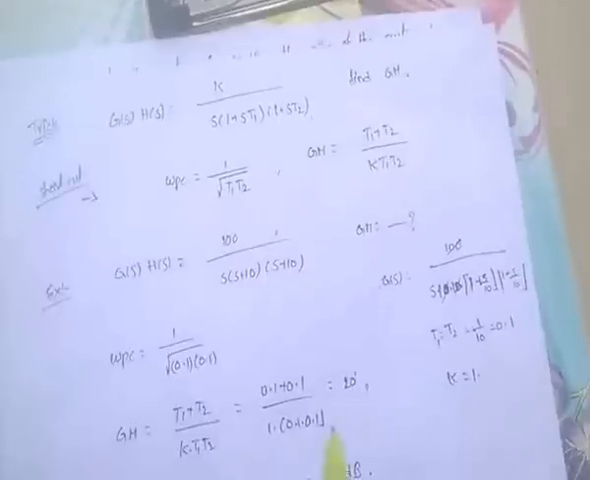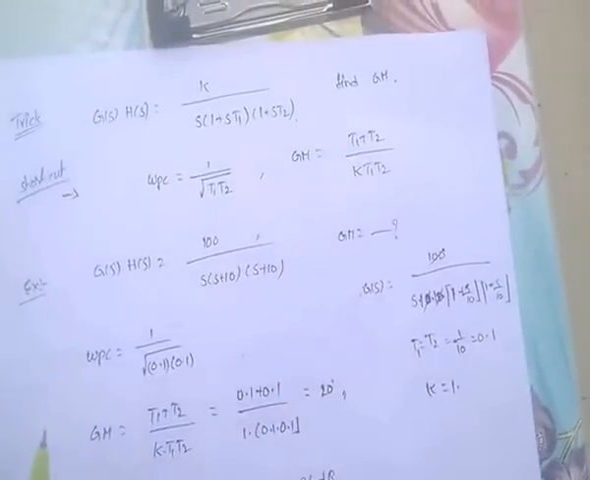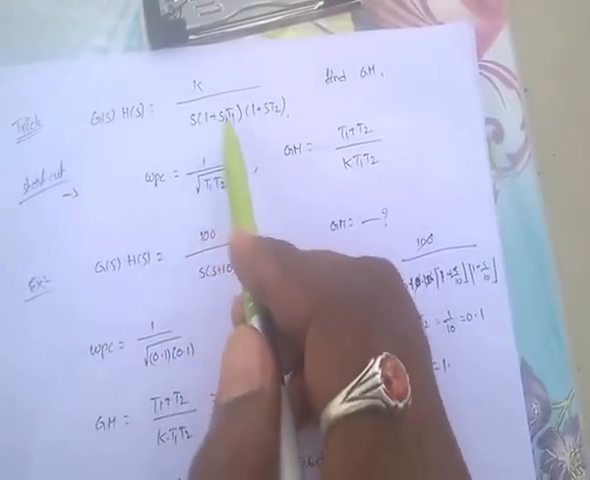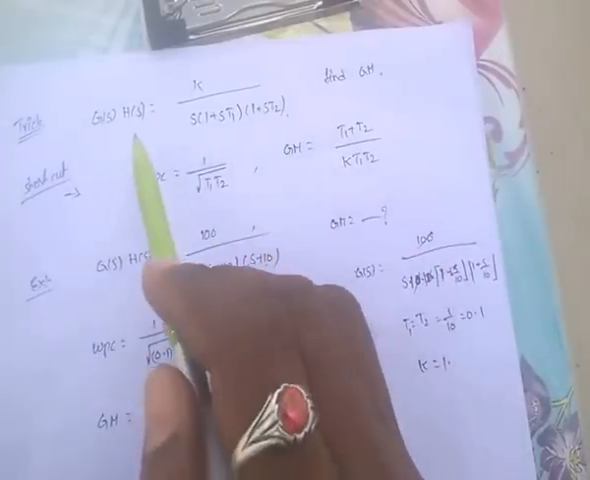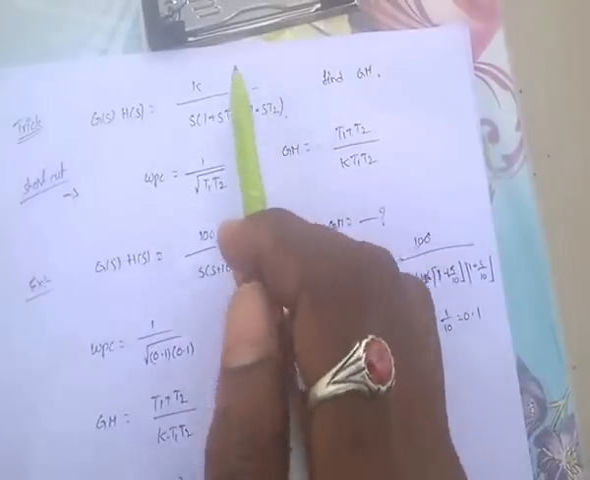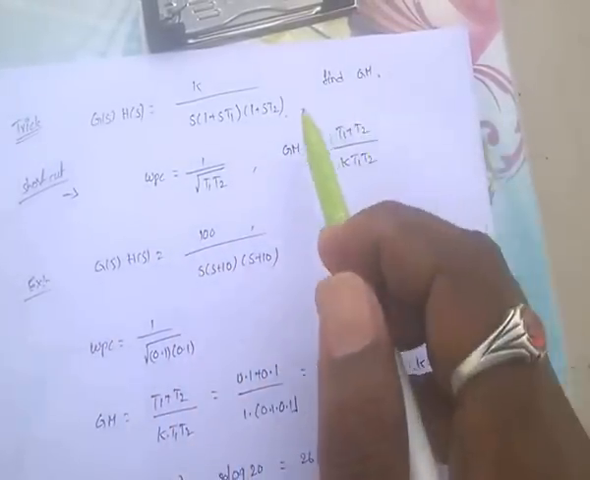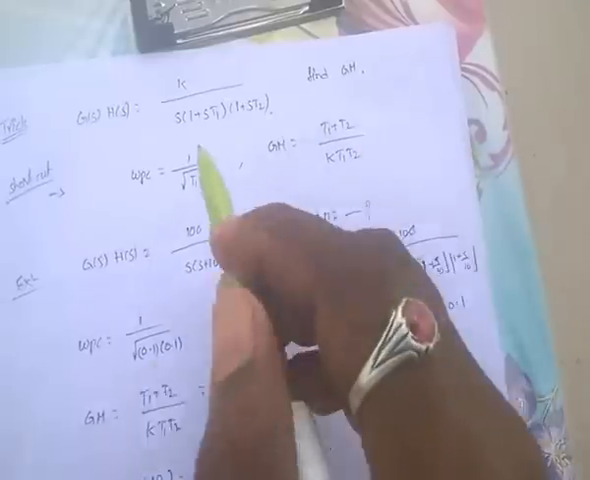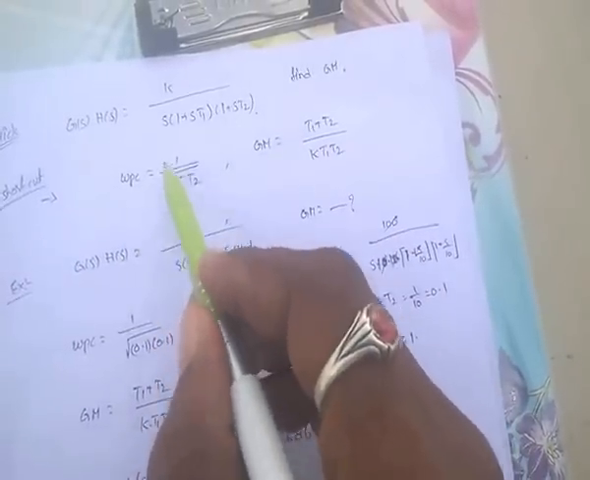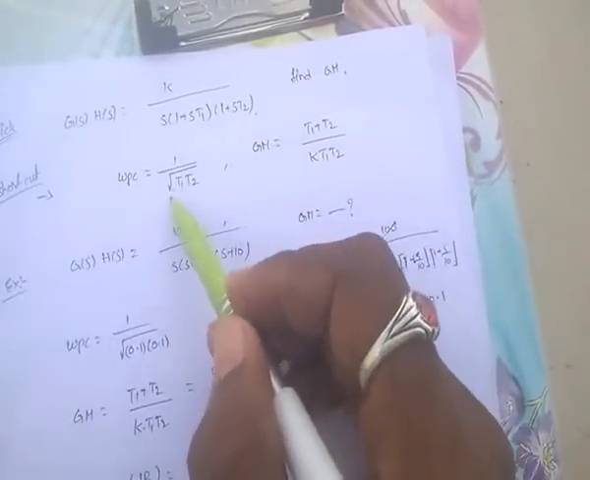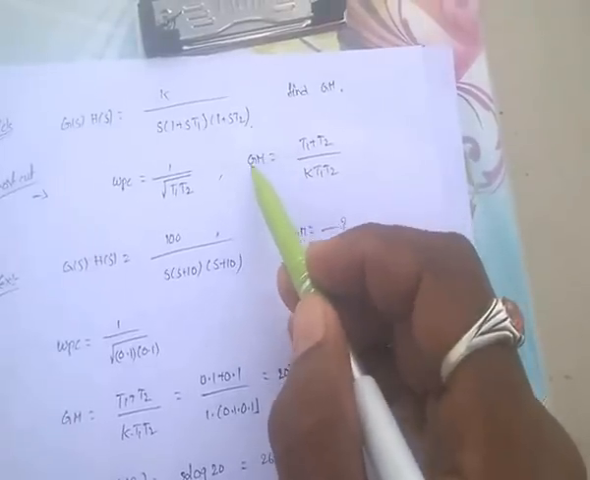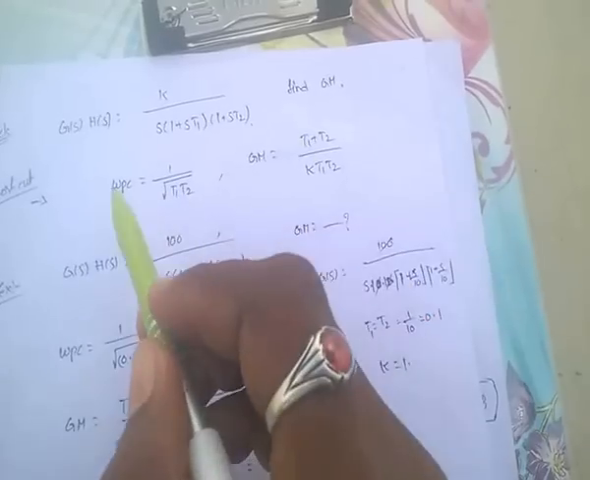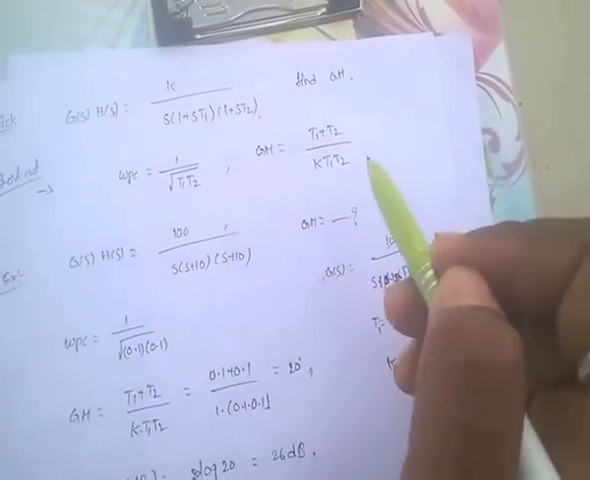And next, one important trick to find out the gain margin in this form of G of S and H of S equal to K by S into 1 plus ST1 into 1 plus ST2. If G of S and H of S is in this form, to find out the gain margin values, we want to find out omega PC. For this, omega PC equal to 1 by root of T1 into T2. And gain margin in this case equal to T1 plus T2 by K into T1 T2. It is a simple formula or important shortcut trick.